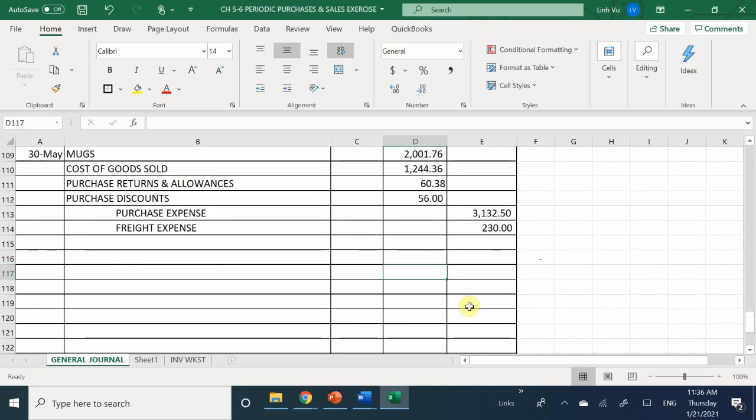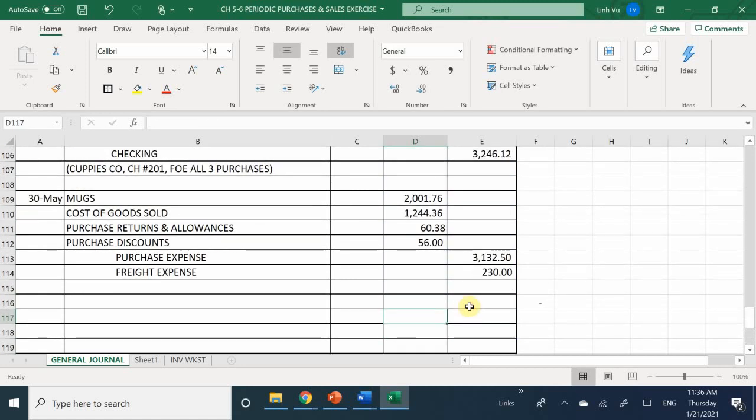And that is how we are looking at this whole entire problem. Connecting our inventory worksheet, connecting our periodic sales and purchases, and connecting the idea of what happens when we are dealing with purchase discounts, when we're dealing with sales returns and allowances, or even purchase returns and allowances, and when we're dealing with sales discounts. Okay?